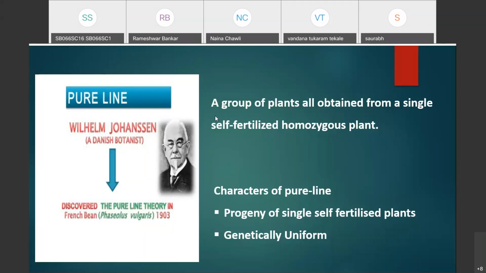The second one: the pure lines are genetically uniform. They are genetically identical, they are homozygous. The pure lines are also phenotypically identical. As they are genetically identical, they are also phenotypically identical, except for some minor differences, which arise mainly due to variable environmental conditions.